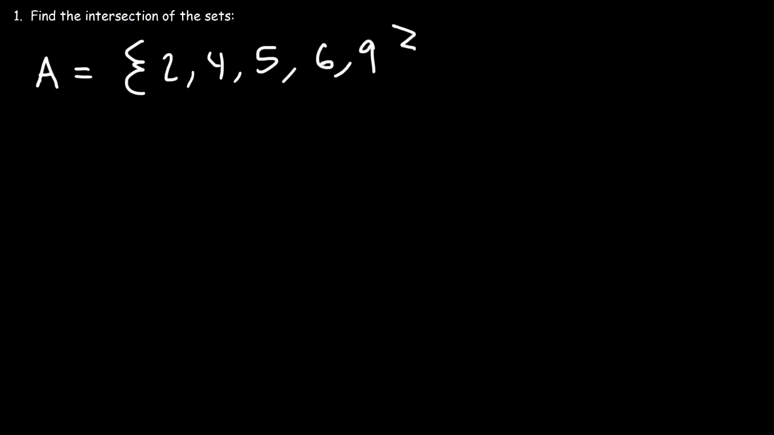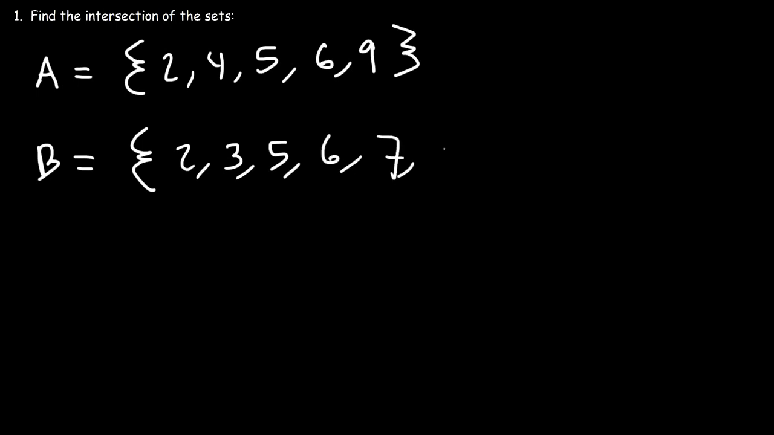Now let's say if we have set A, which contain the elements 2, 4, 5, 6, and 9. And we also have set B, which contain the elements 2, 3, 5, 6, 7, 9, and 10. So what is the intersection of set A and B?